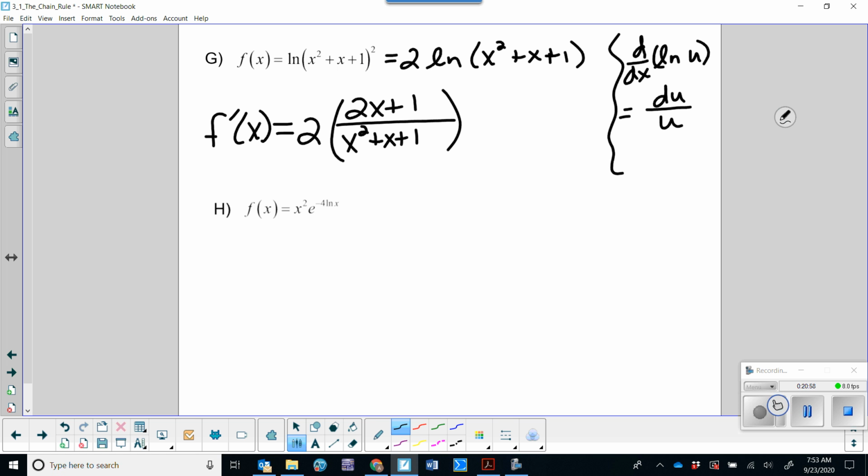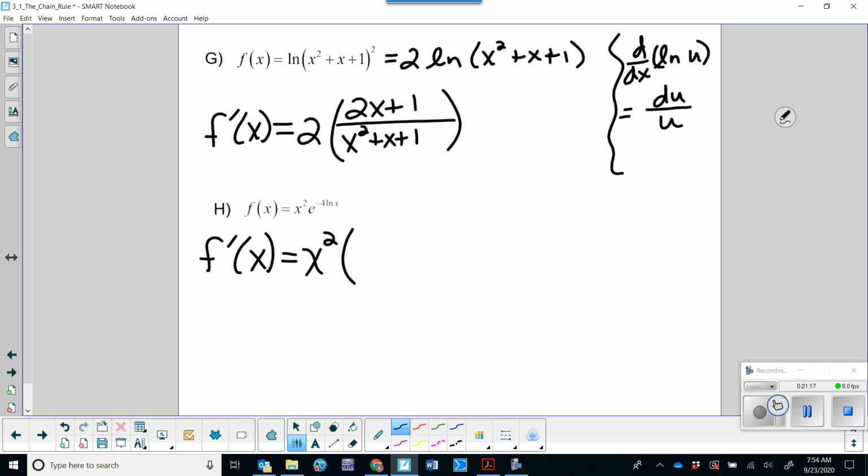So for this one, I need to recognize first thing that there is a product here. So I have to use the product rule. As I say the product rule, I just have to handle derivatives as they come. So I'm going to say first times the derivative of the second.